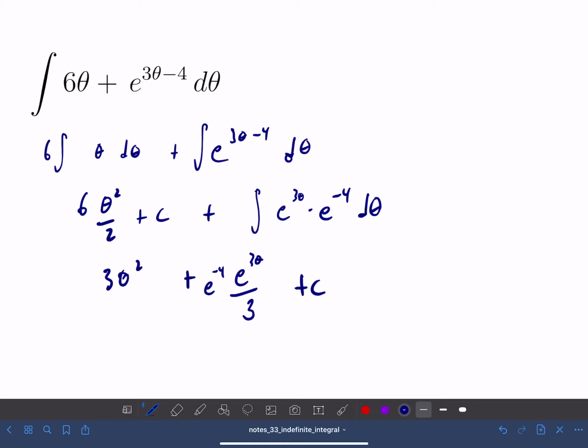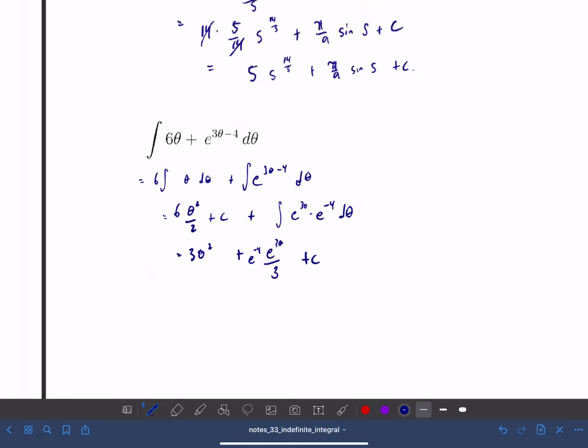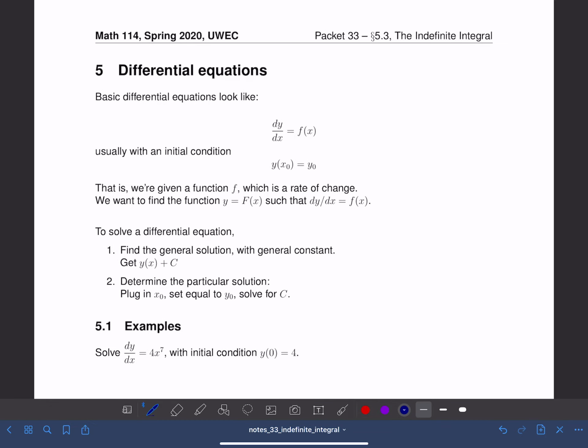All right, do you see what I did there? So this e to the minus 4, that's constant. There's no theta. That's constant. It comes out front. Just gonna hang out. No available simplification. I think this is as simple as it's gonna get. Yep. All right. Not so much left now.